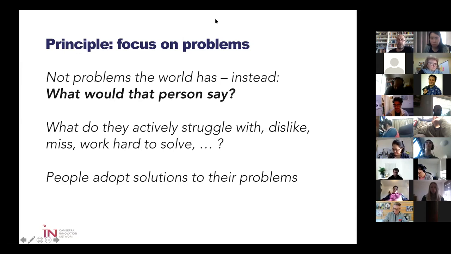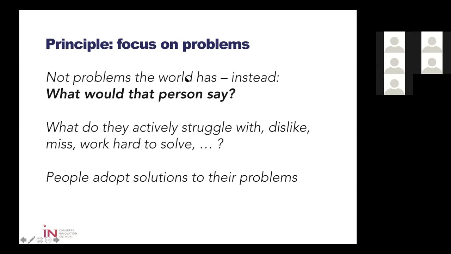Now, I want to really emphasize, these are problems the person has, not problems the world has. Not problems that you know about, but problems they know about. You want them to say in their words, I hate it that I have to, I can't, I need to do this thing that I currently struggle with. Does that make sense? When we talk about problems, we often tend to think of the problem as the world could be a better place, right? That's the deep thing you're trying to do as an innovator, is make the world a better place, right?